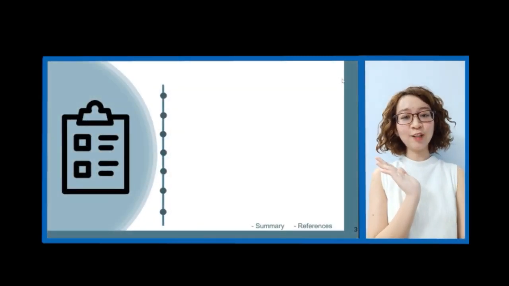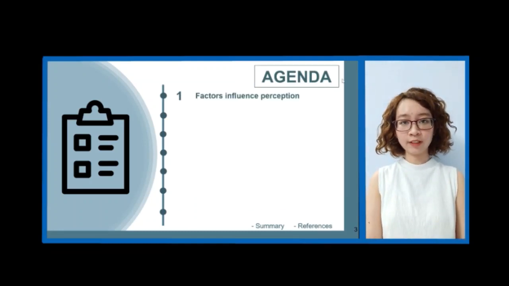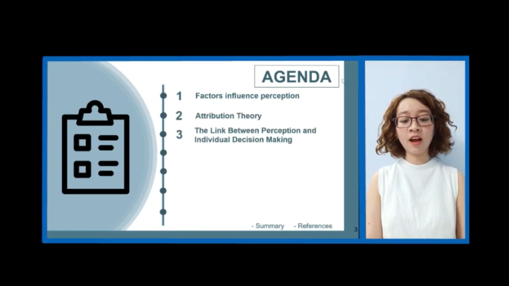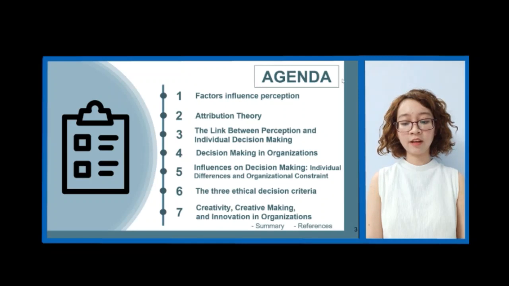We divided the lesson into 7 parts. 1. Factors that influence perception. 2. Attribution theory. 3. The link between perception and individual decision making. 4. Decision making in organizations. 5. Influences on decision making. 6. The 3 ethical decision criteria. 7. Creativity, creative making, and innovation in organizations. And the last one is summary and references.